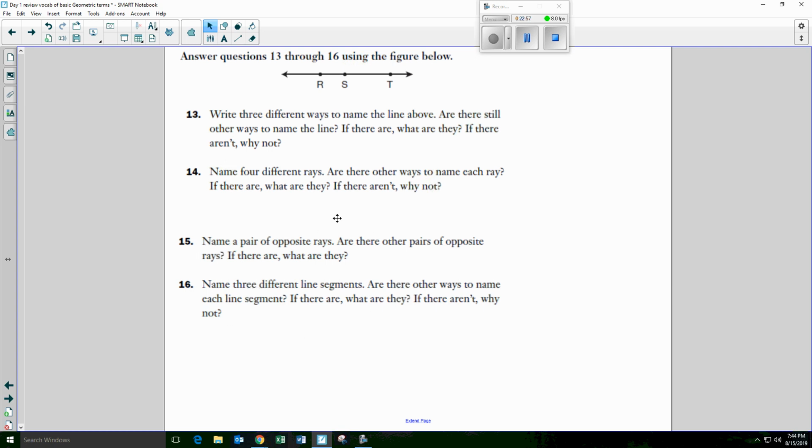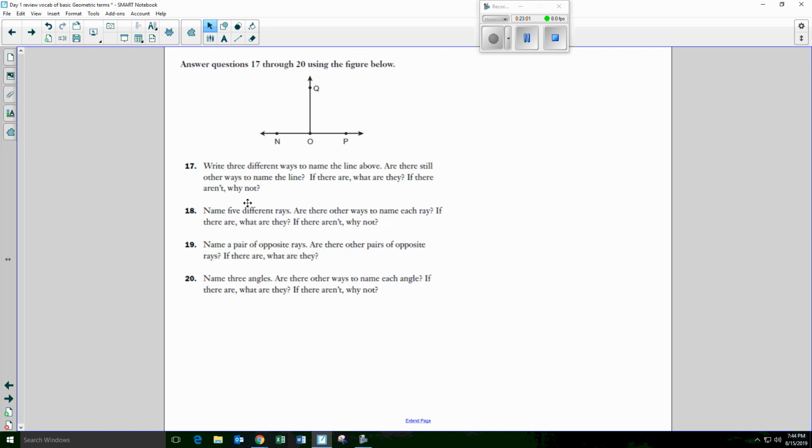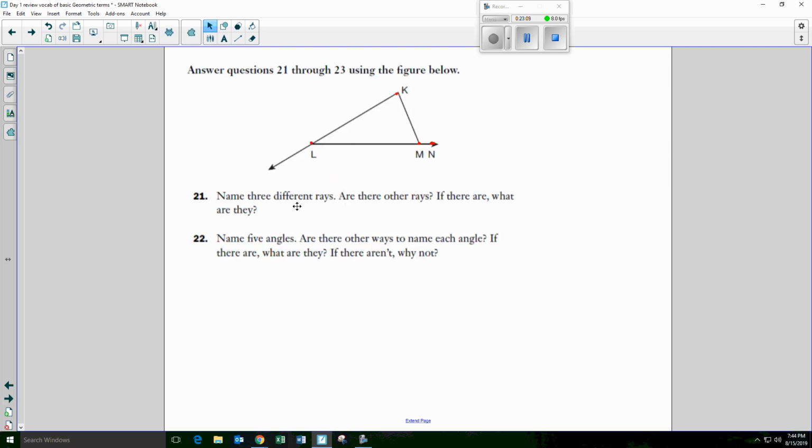All this is reviewing all that vocab we just did to make sure you understand it. This figure goes for 17 to 20. Again, just testing how to name things correctly. And the last set right here, same thing, vocab, what we just went over, making sure you understand it. Some of this will also be on your first quiz. Several of these things will be on your first quiz and test.